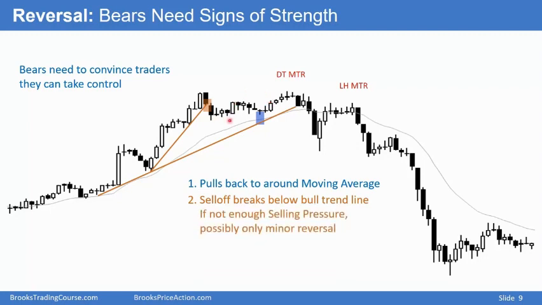If the selling pressure is not particularly good, the reversal down probably will be minor. Even this does not have much selling pressure, and we got a strong breakout, but the reversal was minor. The bull trend resumed, and we got a trading range.